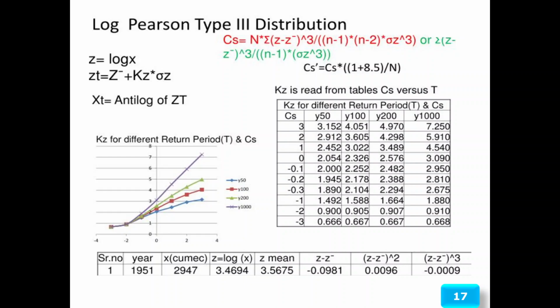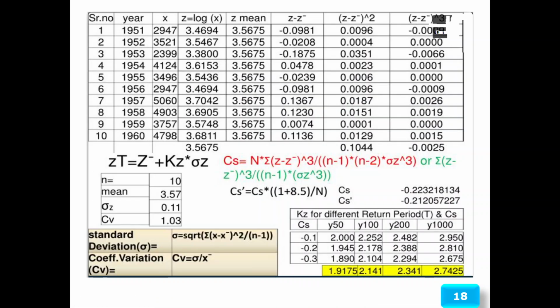So z is equal to log x, and z is equal to z bar plus Kz into sigma z. x is equal to the antilog of zT, where Cs dash is equal to Cs into (1 plus 8.5 divided by n). So Kz is read from the table of Cs versus T. This table gives Kz for different return periods T and Cs. For a particular year we got this much value. Likewise, we can estimate the frequency.